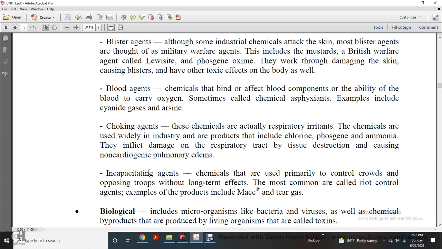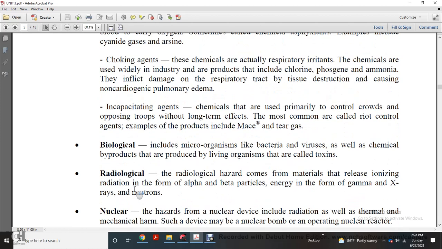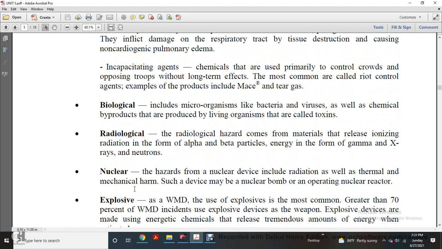Incapacitating agents are chemicals primarily used to control crowds or oppose troops with long-lasting effect. The most common are called riot control agents, such as the product called mace and tear gas. Biological hazards include microorganisms like bacteria, viruses, as well as chemical byproducts produced from living organisms called toxins.